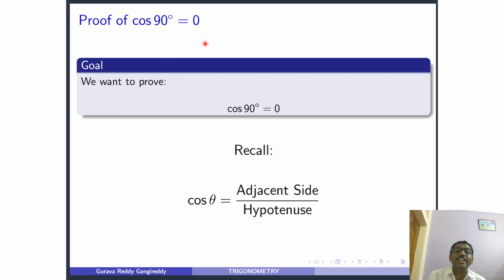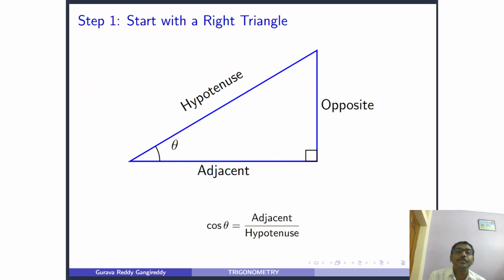Proof of cos 90 degrees equal to 0. Goal, we want to prove cos 90 degrees equal to 0. Recall cos theta equal to adjacent side by hypotenuse. Step 1. Start with a right triangle. This is the right triangle, adjacent side to theta. This is opposite side to theta. This is hypotenuse. Cos theta equal to adjacent side by hypotenuse.